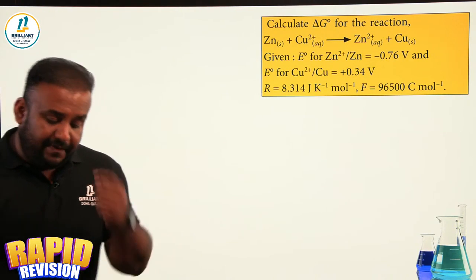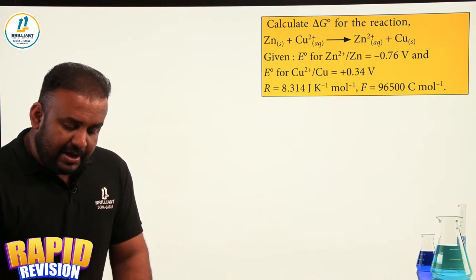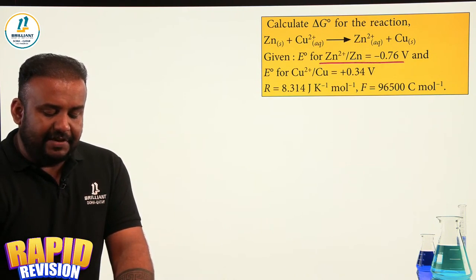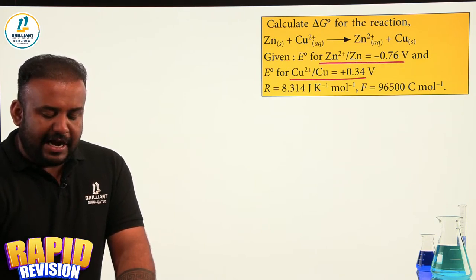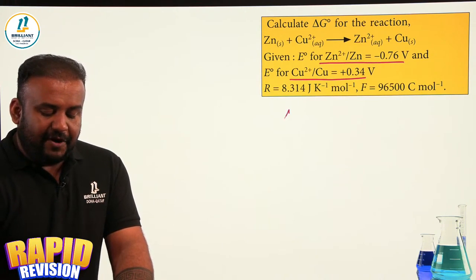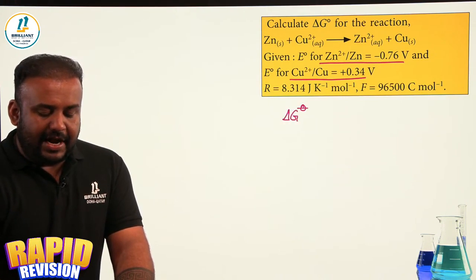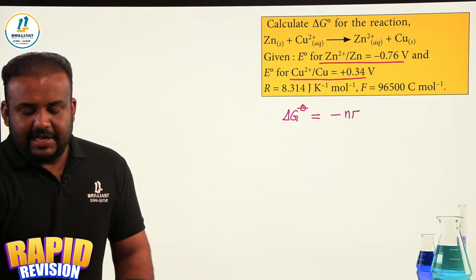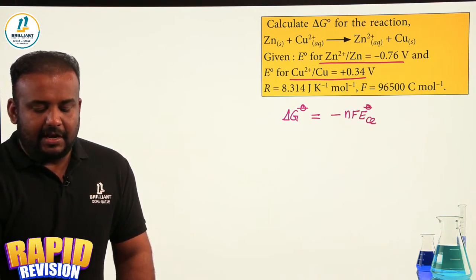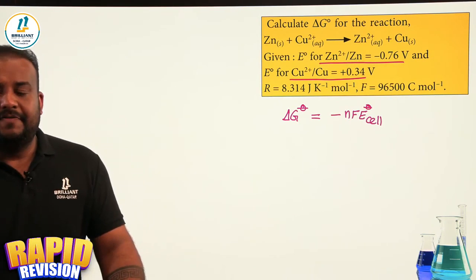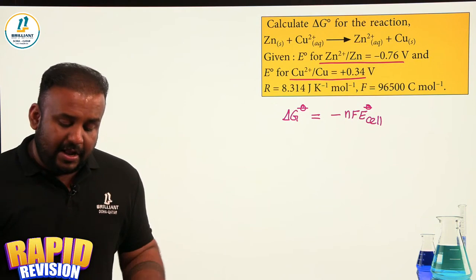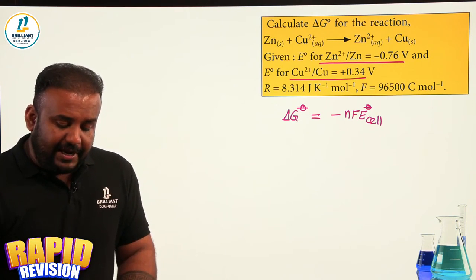Calculate delta G naught for this reaction: Zn + Cu2+ gives Zn2+ + Cu. E0 value of zinc is given. E0 value of copper is given. R is given. F is given. First of all, what is the relationship between delta G naught and E0 cell? Delta G naught is equal to minus nF E0 cell. Very simple equation. Free energy change is equal to minus nF E0 cell. But we don't have E0 cell.